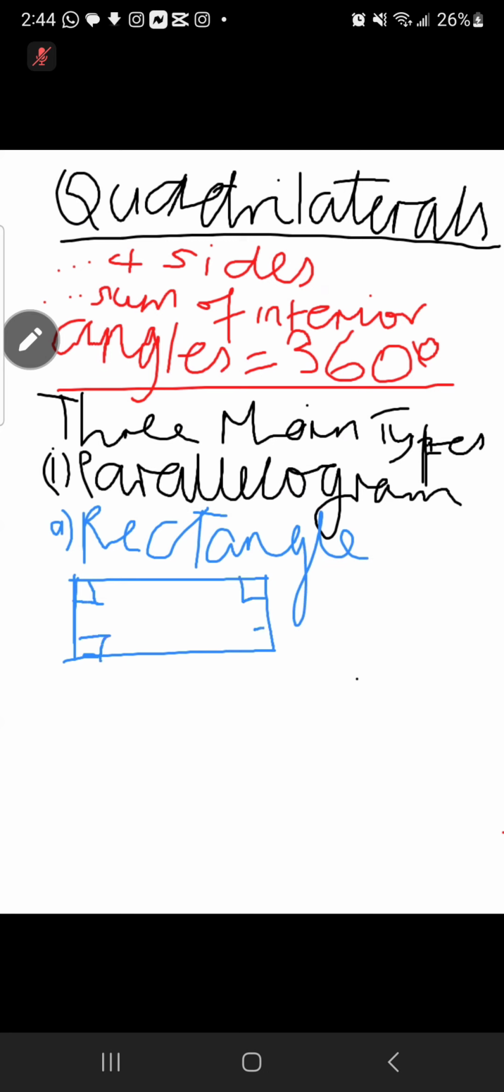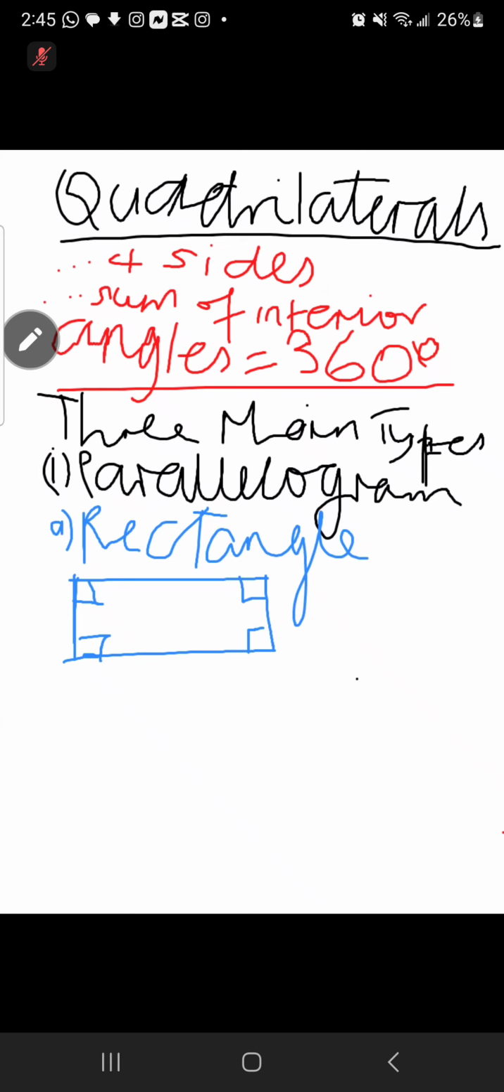It's not the 2 long sides and 2 short sides, because other quadrilaterals have 2 long sides and 2 short sides as well. What makes a rectangle is the fact that the corners are right angles, and 90 times 4 will give us 360. So each angle is a right angle, and there's also something about the diagonals. What do I mean by diagonals?